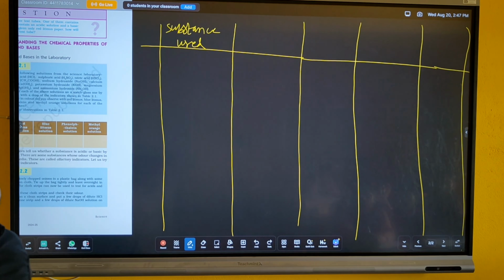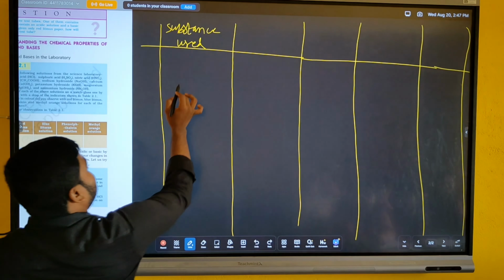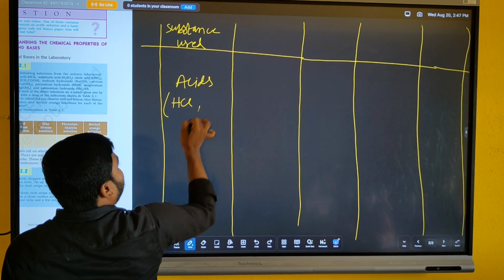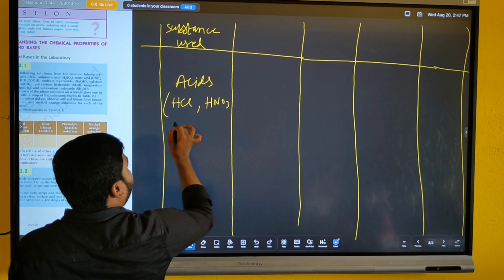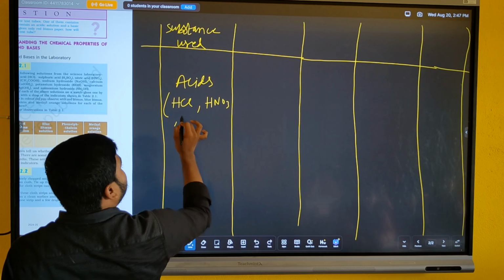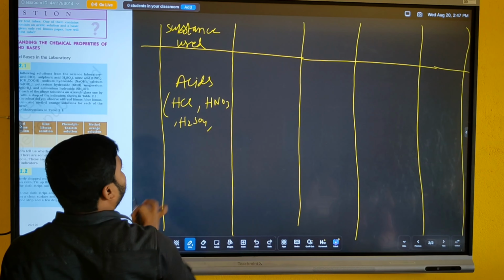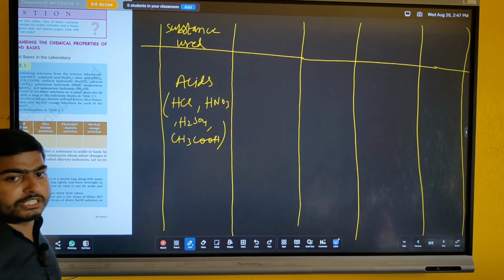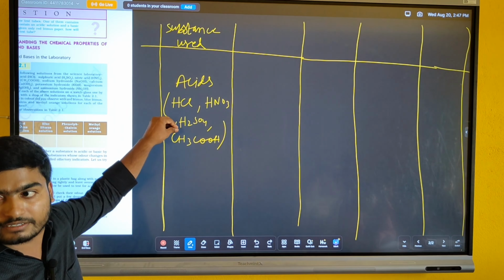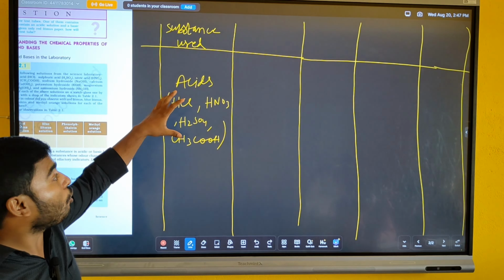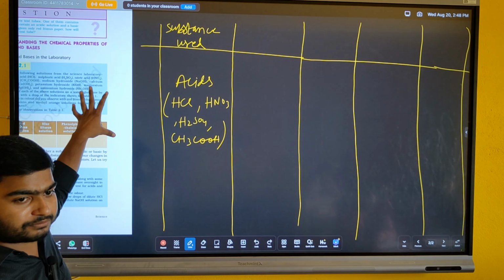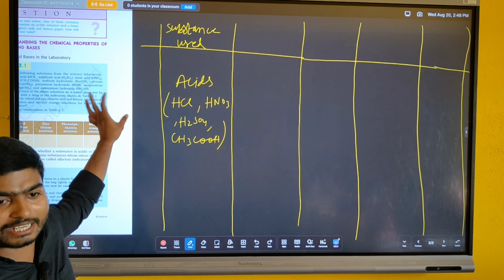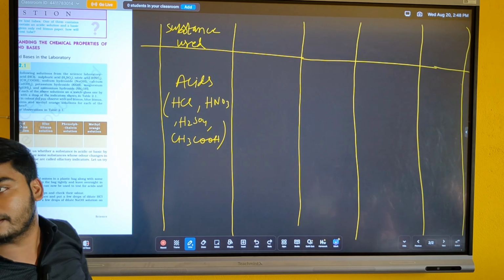So we are using 2 types of substance. First one we have acids, right? In acids only, what all acids we are using? HCl, HNO3, H2SO4 also is there, and CH3COOH. So these are the acids we are using. They all will have similar properties, right? They all will behave similarly, with the same behavior with these indicators.